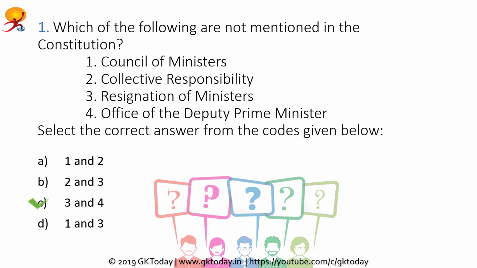And the correct answer is 3 and 4. That is, resignation of ministers and office of the Deputy Prime Minister is not mentioned in the Constitution. In fact, in 1990, when the appointment of Devilal as Deputy Prime Minister was contested as unconstitutional, the Supreme Court held that the oath was valid as such a position is descriptive and hence doesn't violate the Constitution.